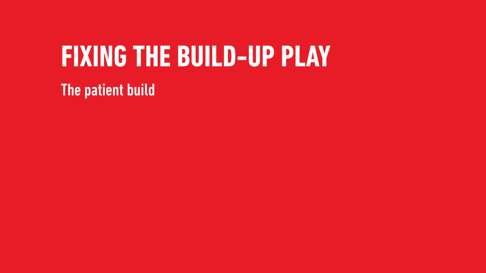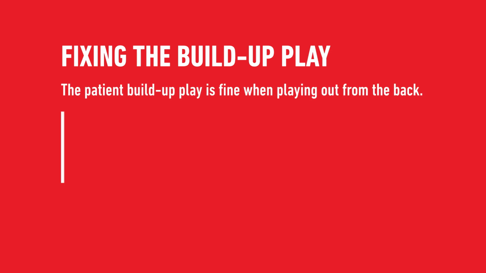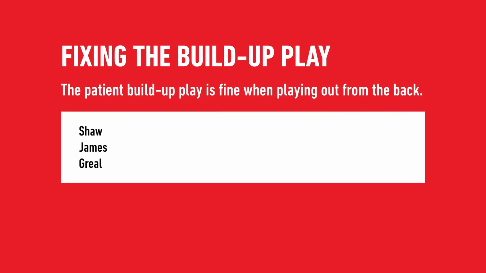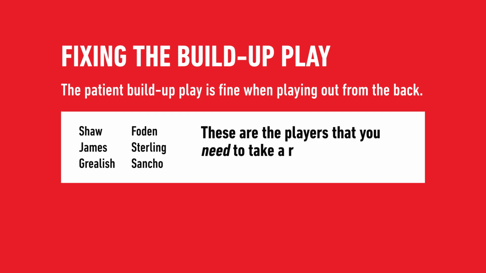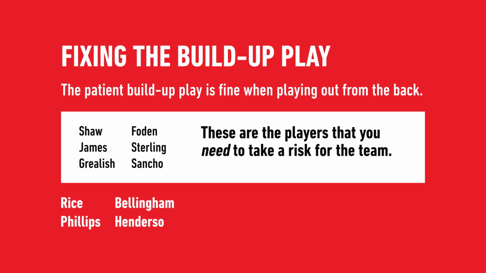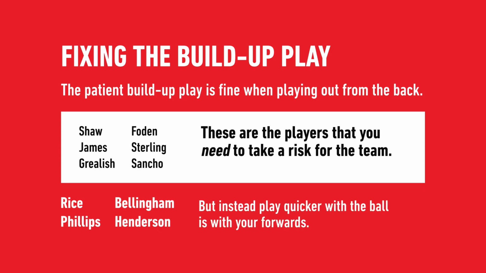So as said, Southgate wants England to be patient with their build-up, which is fine when you're playing out from the back, even in the middle third, but when the ball gets to the players like Shaw, James, Grealish, Foden, Sterling, Sancho, these are the players that you want to take a risk for the team. So build up safely, keep possession with Rice, Phillips and Bellingham, but play a bit quicker when the ball gets to your forwards and you're in and around that final third.